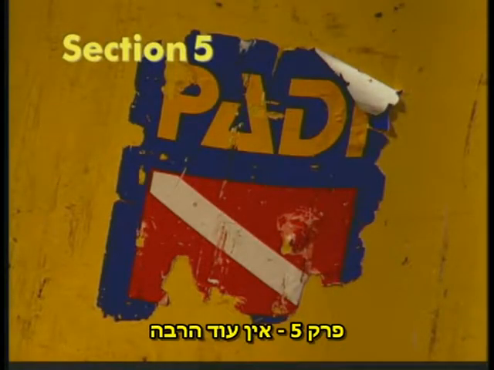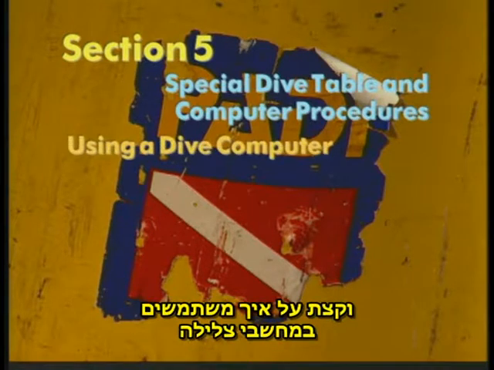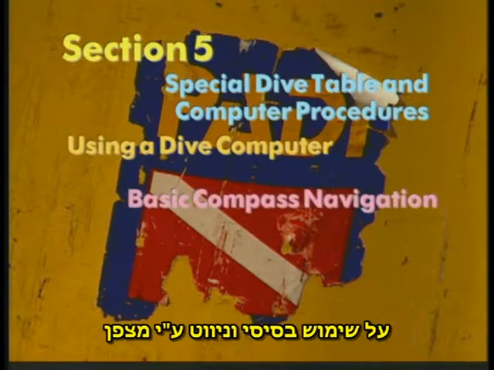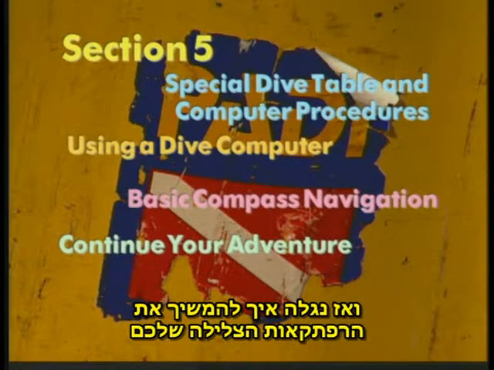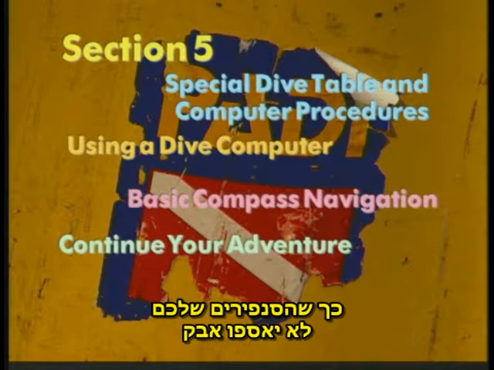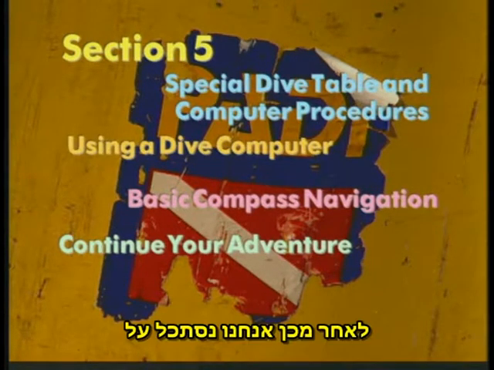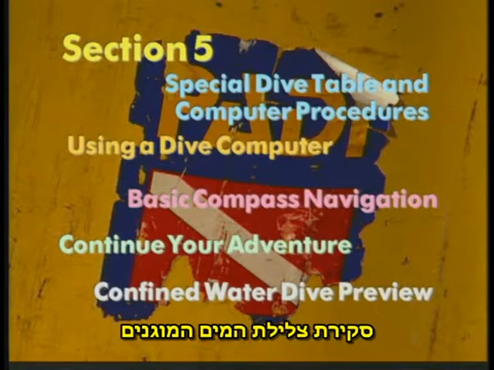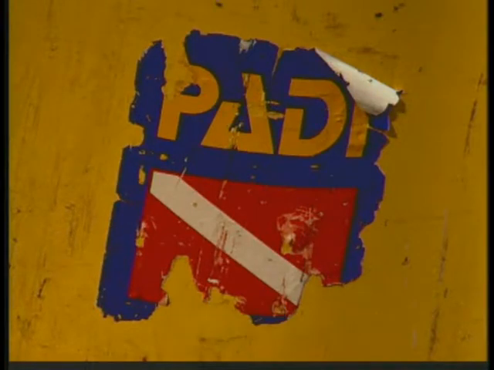Section 5. Not far to go now. Let's look at special dive table and computer procedures and a bit about using a dive computer. From there, you'll find your way through basic compass navigation and then find out how to continue your adventure so your fins don't gather dust after you earn your certification. After that, you'll get a look at the confined water dive preview. Ready? Let's hop to it.